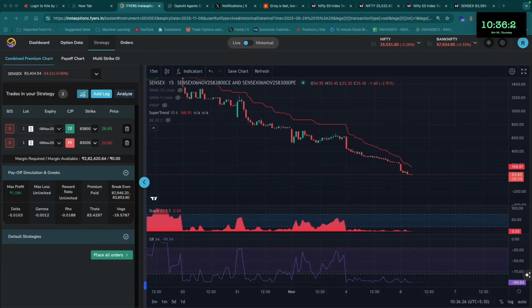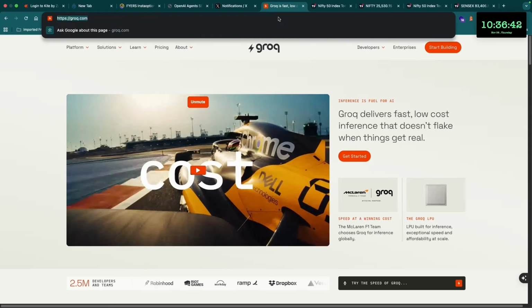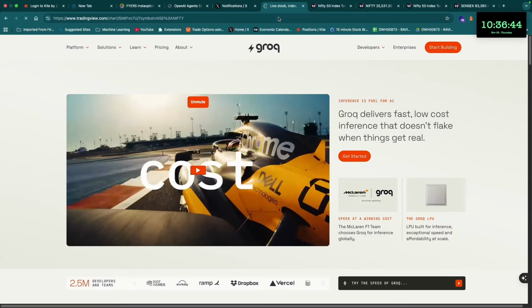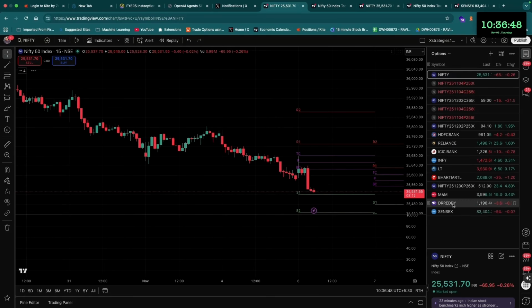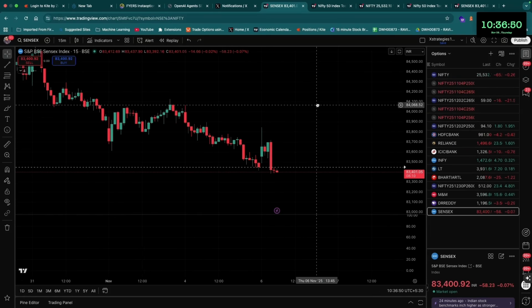So the market has been extremely volatile. Obviously there was a very big fall after 10 o'clock. Let me quickly take you through the TradingView. All right, so let me go to SENSEX now. That is the expiry date today.